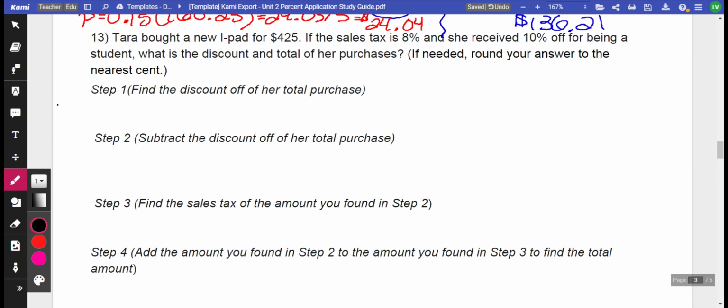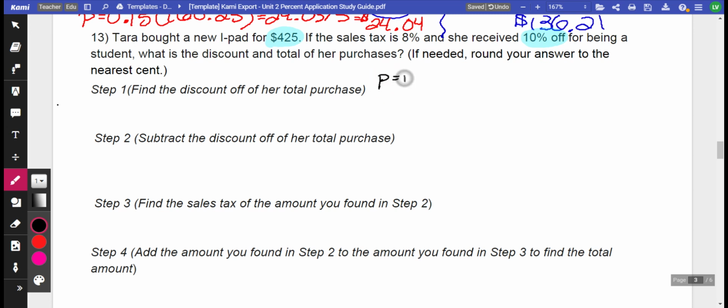So let's break it down into some steps. Step 1, we're going to find the discount off of her total purchase. So the discount, let's pick out some important information. She bought a new iPad for $425. Well, we don't want the sales tax right now, but we do want that she received 10% off for being a student. So let's take that information and solve for the discount.